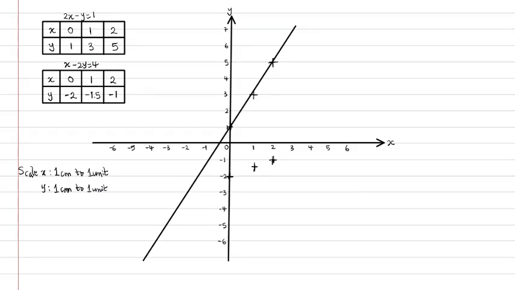Okay, so we've ruled the line for the first equation here. This is the line for the first equation, 2x minus y equals 1. So we have to rule the next line for the second equation. So we've ruled the line for the second equation, that is x minus 2y equals 4. So this is the line for it.